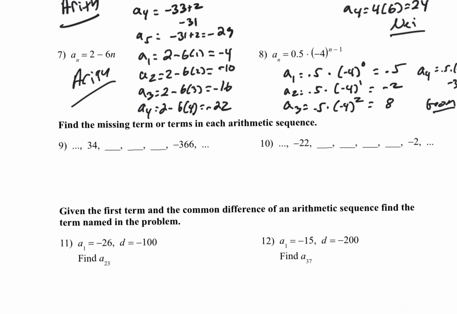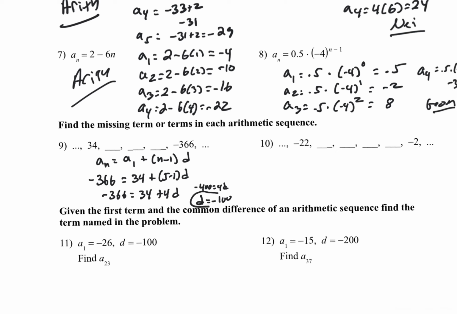Number 9, find the missing term. So it's an arithmetic sequence. So we're going to use a sub n is equal to a sub 1 plus n minus 1 times d. We know a sub n, the value of our last term is negative 366. And the first term is 34. That's my fifth term, so it's going to be 5 minus 1 times d. So that's negative 366 equals 34 plus 4d. That's negative 400 equals 4d. d equals negative 100. So we're going to subtract 100 from everything. So 34 minus 100, that's negative 66, negative 166, and negative 266.